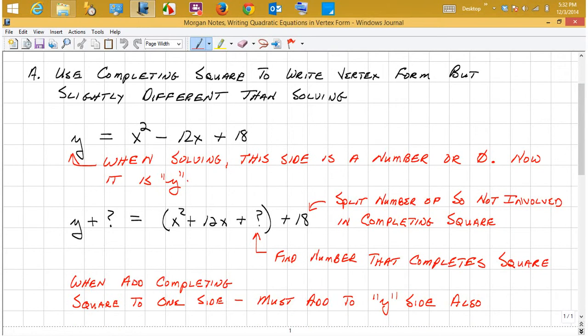Another problem it's going to cause is this 18 out here. Now there are two things I could do with it. I can move it over to the side with y and then at the end move it back. A lot of people prefer that. Or another way to do it is just kind of stick it off on the side like this, and then when I go to complete the square, I kind of forget about it and complete the square on only the other part of the right hand side. So let's see how that works.